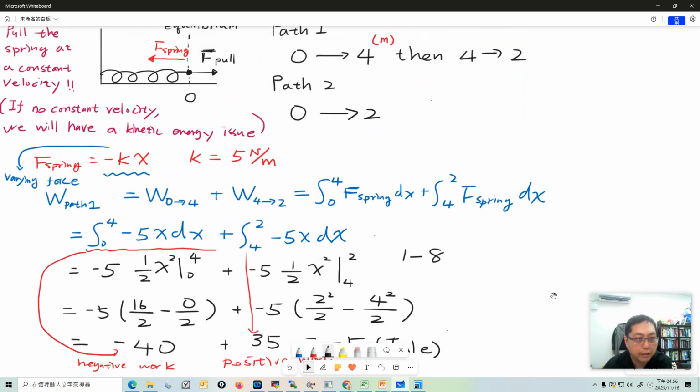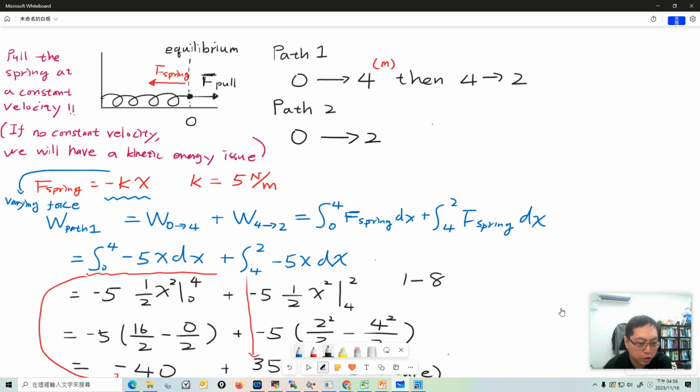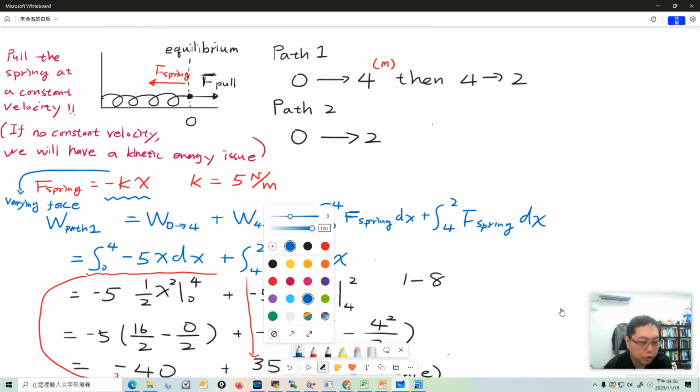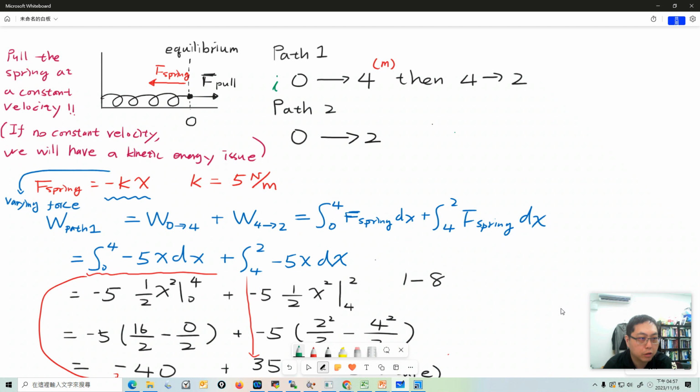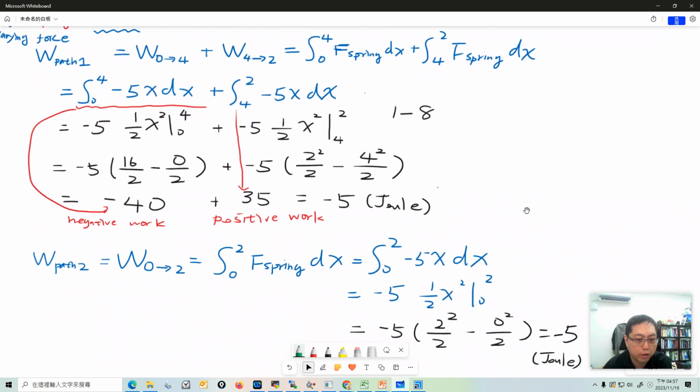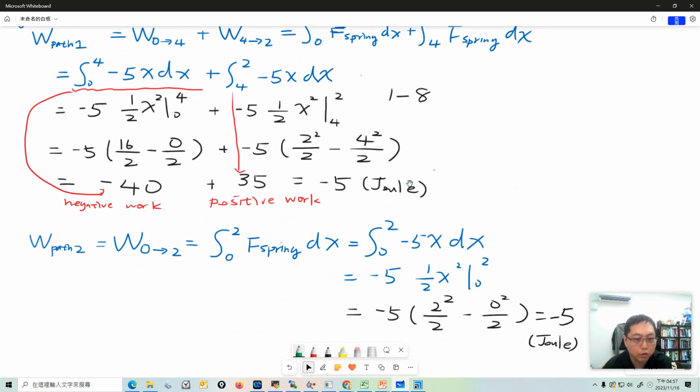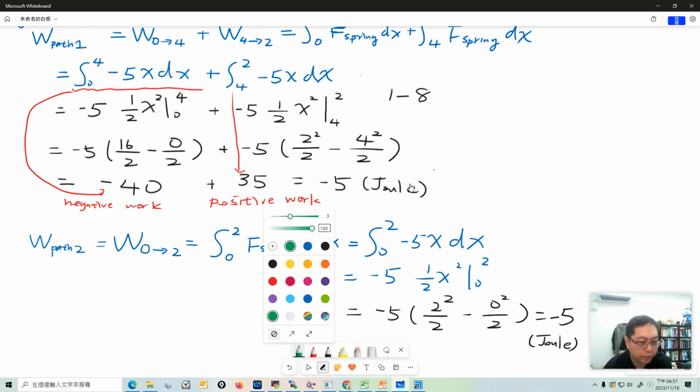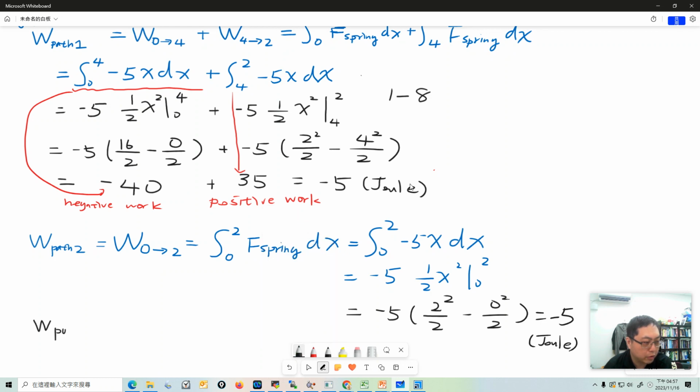In path one, the initial position is 0 and the final position is 2. In path two, the initial position is 0 and the final position is 2. So these are two different paths, but they have the same initial position and final position. And when we calculate the work on these two paths, it's really path independent. W of path 1 is equal to path 2. So that's a very simple proof.